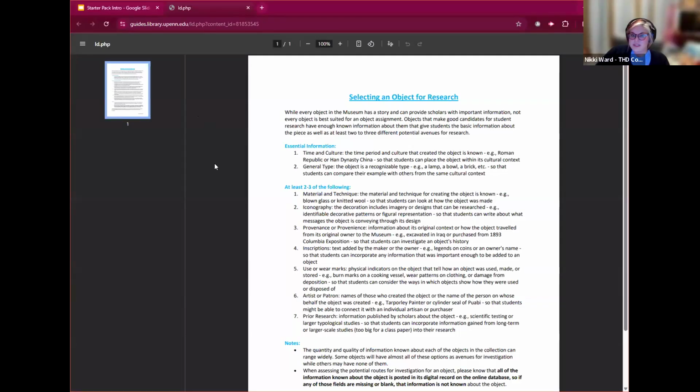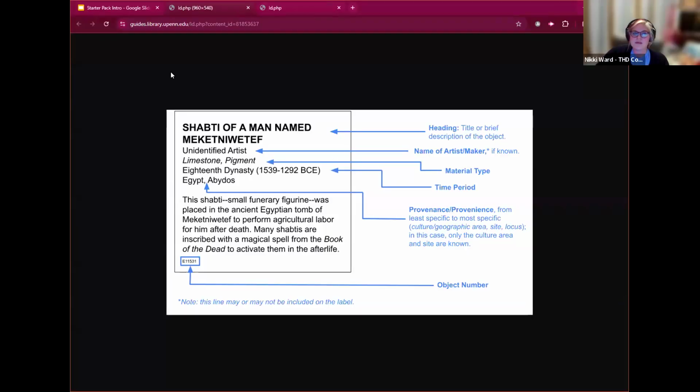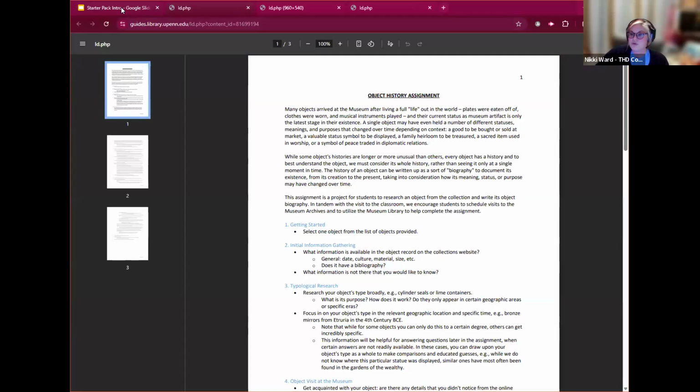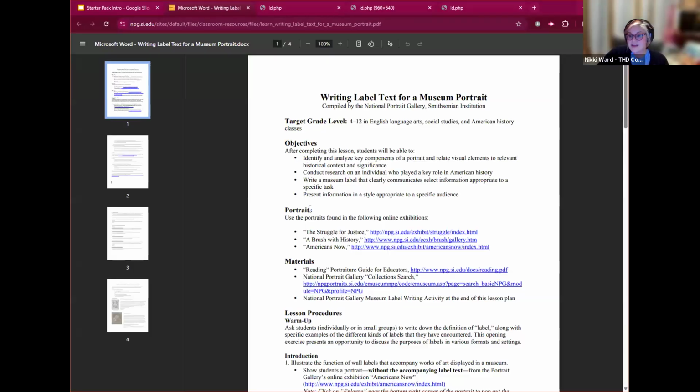How to select an object for research. I thought this was a really interesting page to help you understand how to practice this in the classroom. They have a page for sample label copy. And there's an activity they have too, an object history assignment, where students have to only write about an object and its history. The National Portrait Gallery has a label text activity. Again, this is portraiture, which is a little different than other types of 3D objects. It's a little easier, I think, but it's a good way to jump into that too.